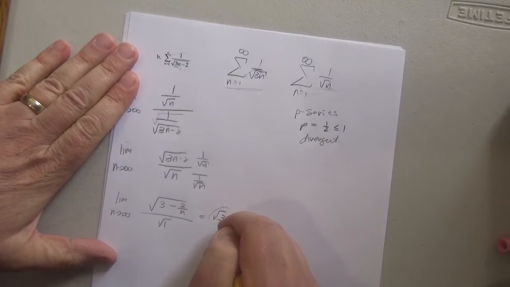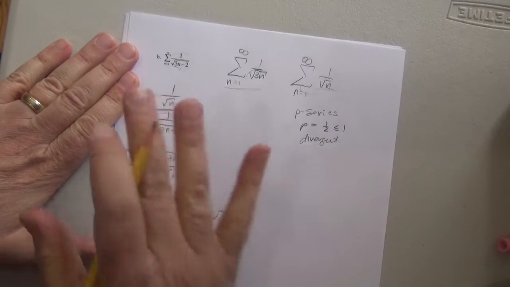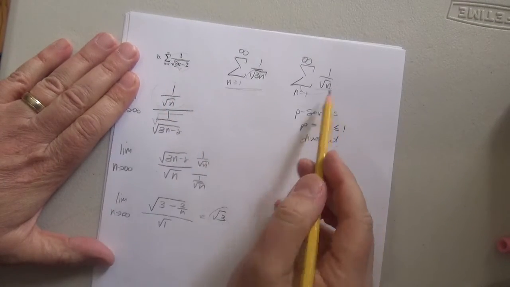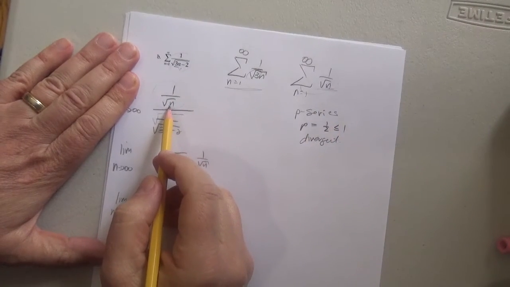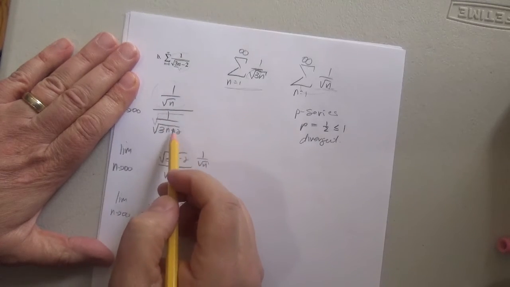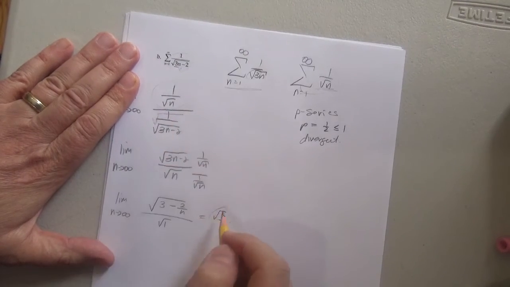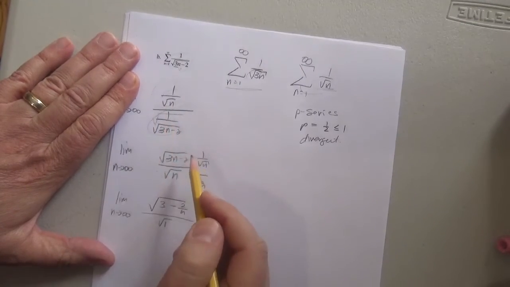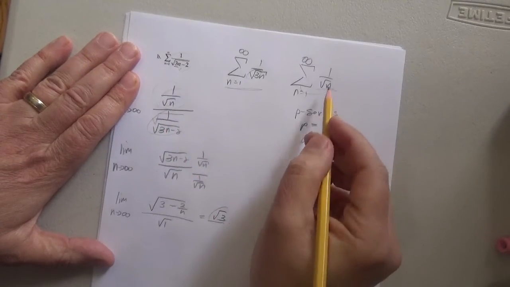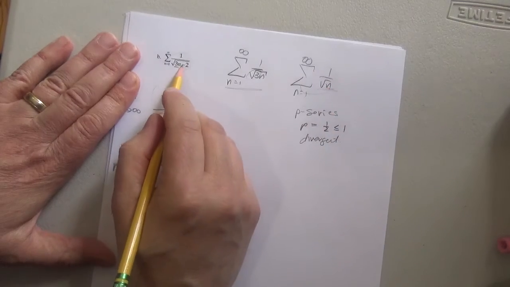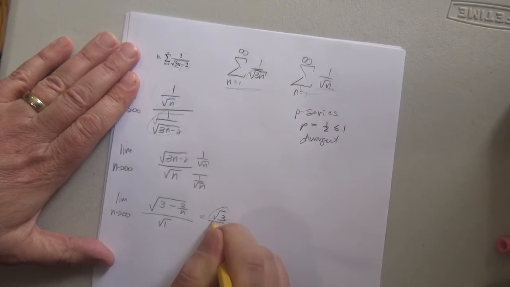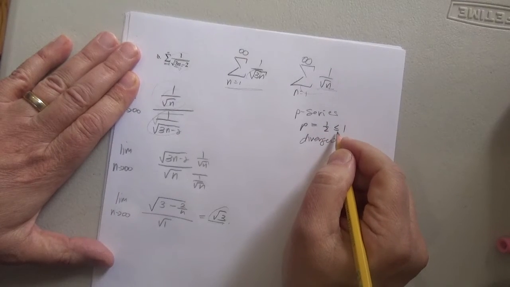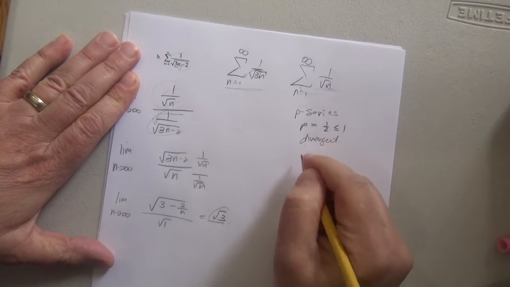And since I got radical 3, I did not get 0 or infinity. I've done a good job, meaning I chose a series that I know diverges in this case. And you want to choose something that behaves very similar to this one here. So notice that I got radical 3. That means that these two behave similarly, right? So if this one diverges, so does this one as well, because I did not get 0 or infinity. So p-series, p is equal to 1/2, which is less than or equal to 1, is divergent.